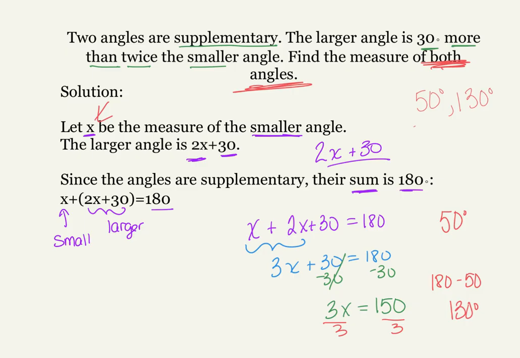Then you want to ask the question, does this make sense? Does it follow this logic? They add up to 180, we can see that. But is the larger angle twice the smaller plus 30? Well, yes, it is. 50 times 2 plus 30 is 130.